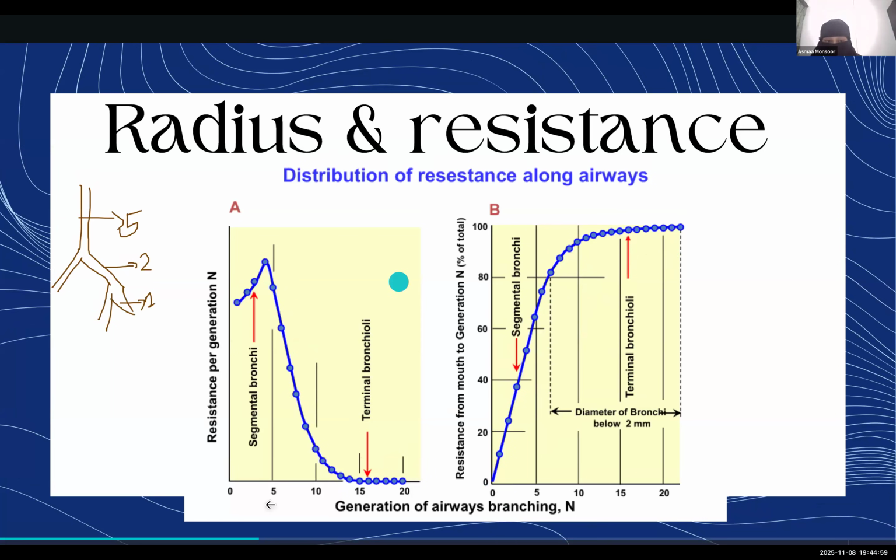Let's focus on this graph for now. This graph is super clear. At the beginning, the resistance will increase, and then the resistance will decrease because the total radius will increase. All right. Okay, guys, we spent so much time on this, like 45 minutes.